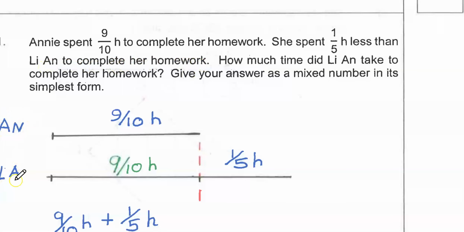Annie and Lee-Ann. Annie 9/10. Lee-Ann spends longer. Okay, Annie spends shorter time. Lee-Ann is longer by 1/5 hour. 1/5 of an hour, right? Now watch out with the magic line. Here, the magic line down. This part of Lee-Ann is 9/10 of an hour. Okay? So, how much time did Lee-Ann take to complete her homework?